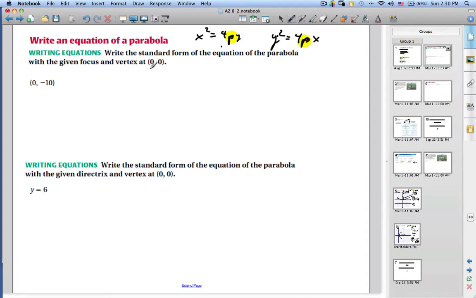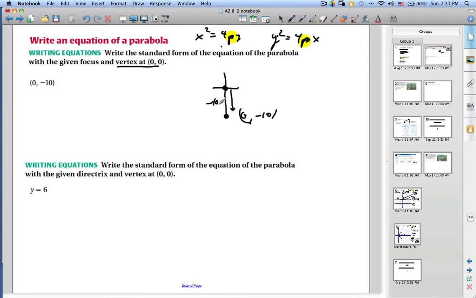All right, so if I really quick do a sketch, my vertex is at 0, 0. Here's my vertex. And I know that my focus is at 0, negative 10. So that would be down here. Here's 0, negative 10. So I know that this distance P was a move downward, so it's negative 10.